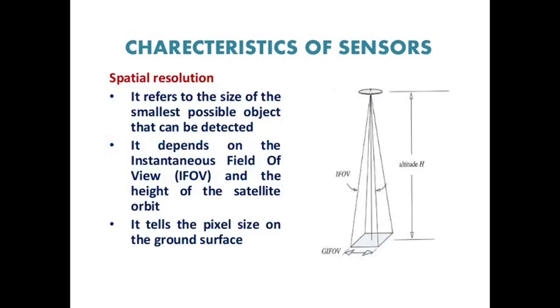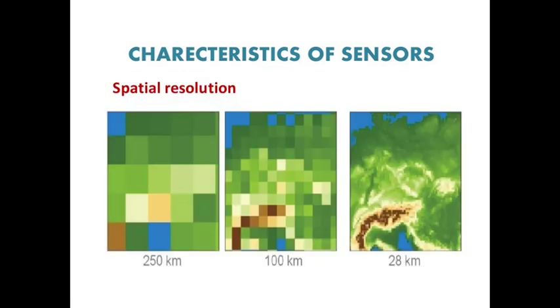The spatial resolution refers to the size of the smallest possible object that can be detected by a sensor which is placed in a remote sensing satellite and which is revolving in a low Earth orbit. It depends on the instantaneous field of view, which we call the IFOV, and the height of the satellite orbit. It tells the pixel size on the ground surface. As you know, satellite imageries are raster images, and they consist of pixels, and pixels are the smallest or fundamental units that constitute an image file in a digital file system.